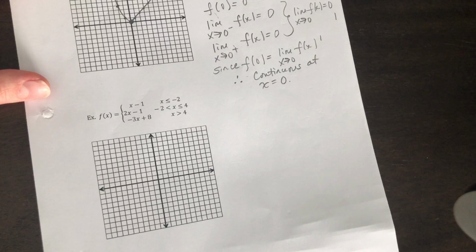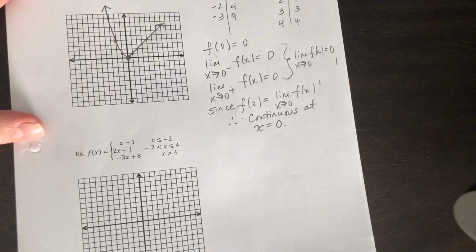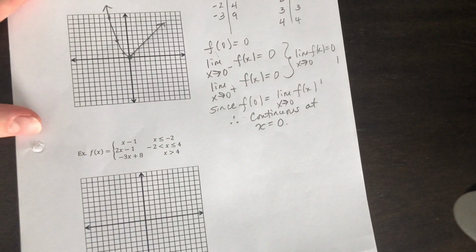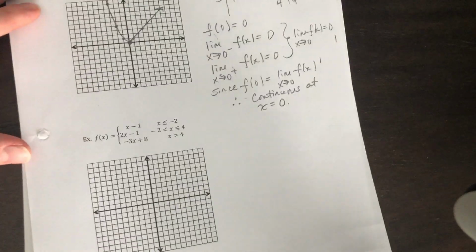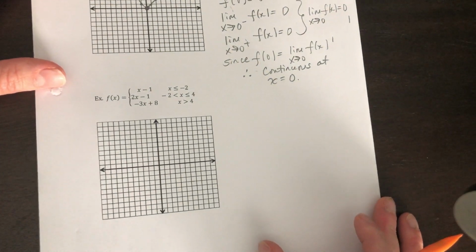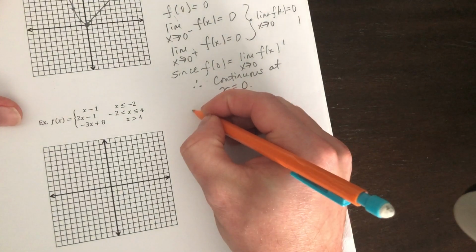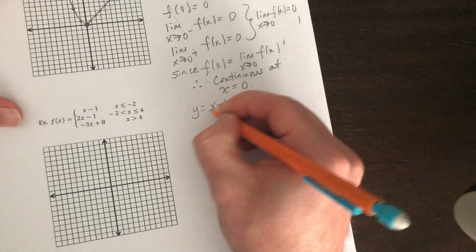And then let's do the next one. Let's prove the continuity at x is equal to negative 2. Okay, so we're going to graph these lines. y is equal to x minus 1.